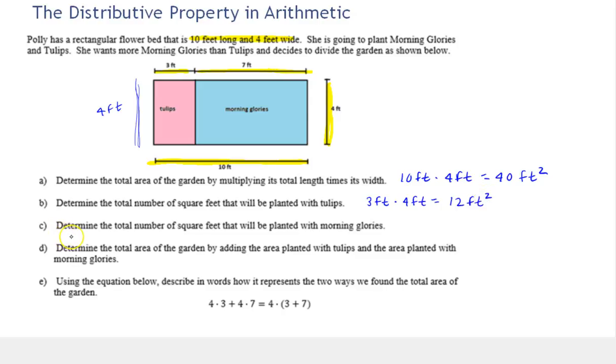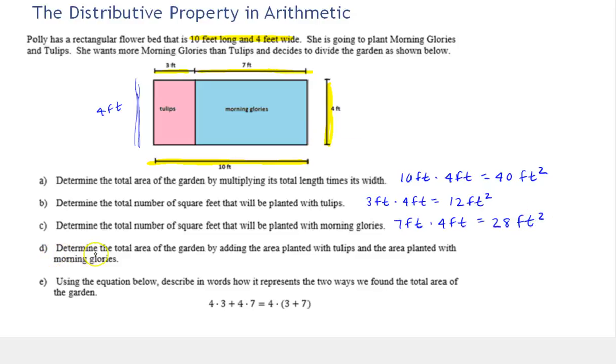Part C, determine the total number of square feet that will be planted with morning glories. So its dimensions are 7 feet by 4 feet for the morning glories. And 7 feet by 4 feet equals 28 square feet.